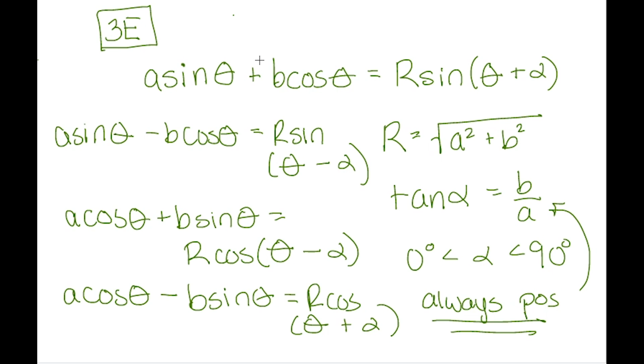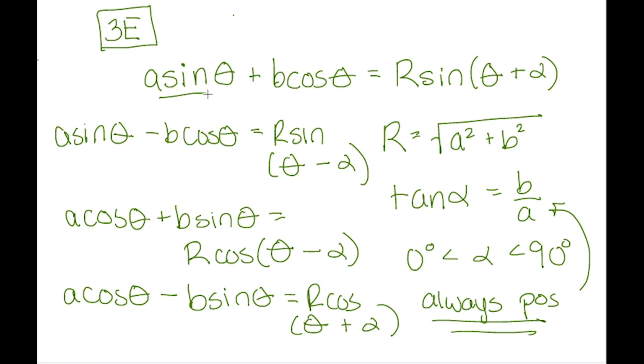So if you have A sine theta plus B cosine theta, that's going to be equal to R times sine of theta plus alpha. We're going to get R by taking the coefficients: you do the square root of A squared plus B squared. In order to find alpha, we set tan of alpha equal to B over A, and alpha has to be in the first quadrant. So here you're going to make B over A positive every time, then do the inverse tangent of B over A to find your alpha.